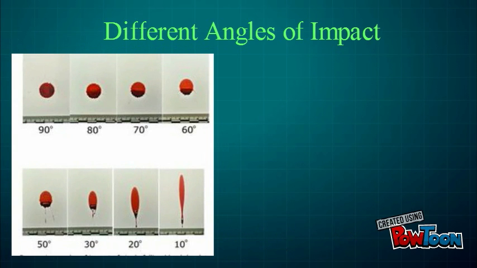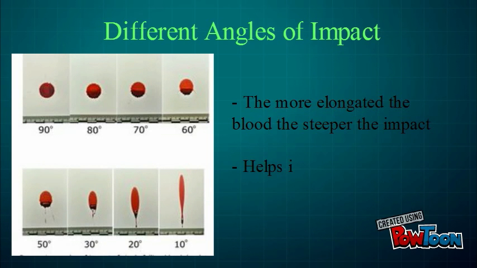Here are different angles of impact. The more elongated the blood, the steeper the impact. Finding this helps investigators determine the actions that may have taken place at the scene.